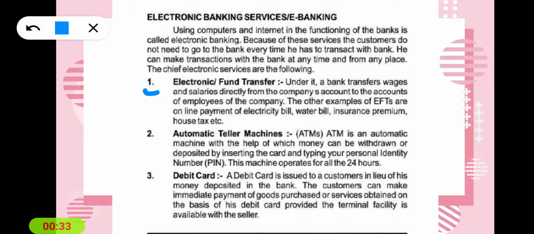Number 1, electronic fund transfer, that is EFT. Under EFT, an amount can be transferred electronically through computers with internet connections. For example, a company's bank transfers wages and salaries directly from the company account to the accounts of its employees. Other examples of EFT are online payment of electricity bill, water bill, insurance premium, house tax, etc.